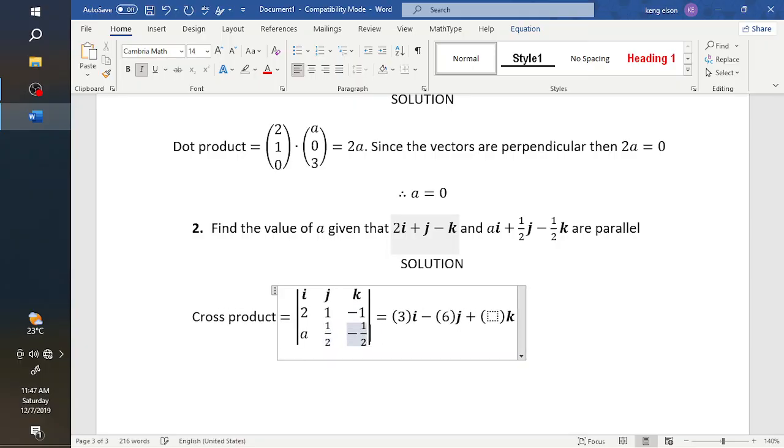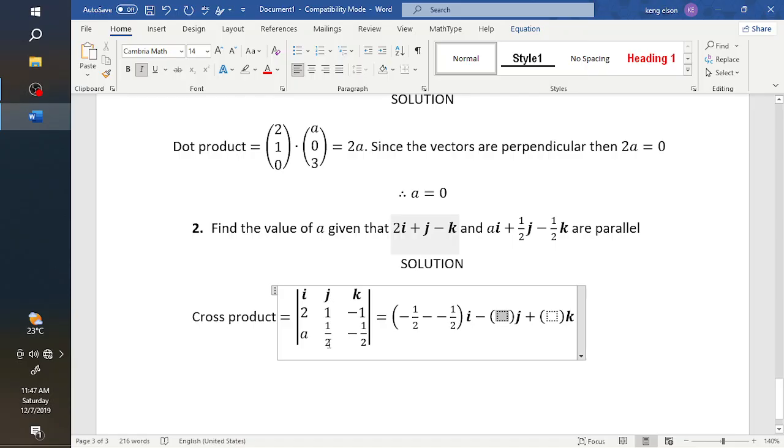Okay, so when you do the first covering, you're actually going to get 1 times negative half is negative half, minus half times negative 1 is negative 1. Sorry, negative half. Now let's go to the J components.